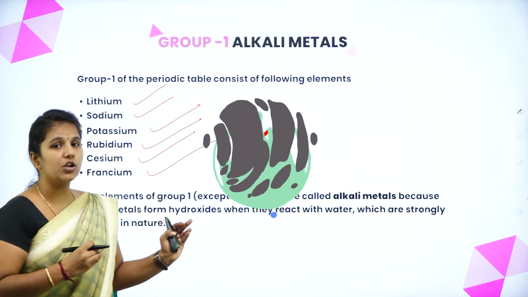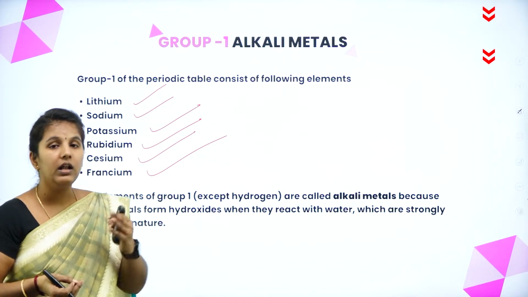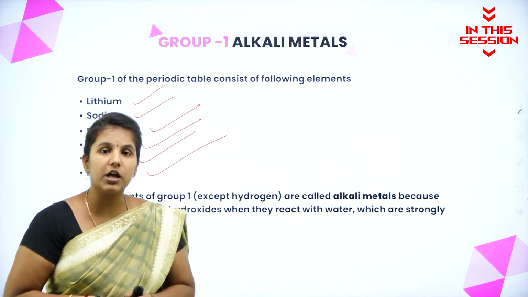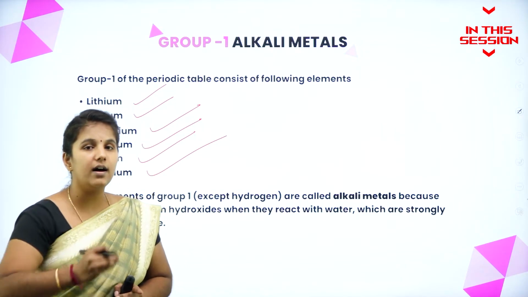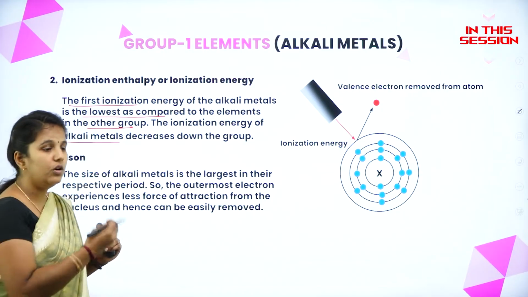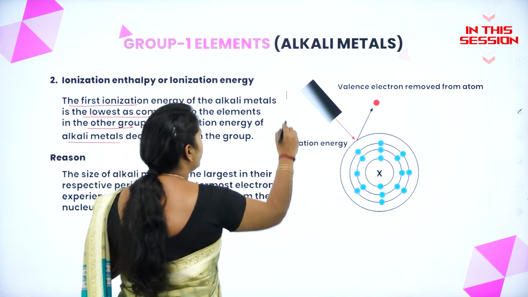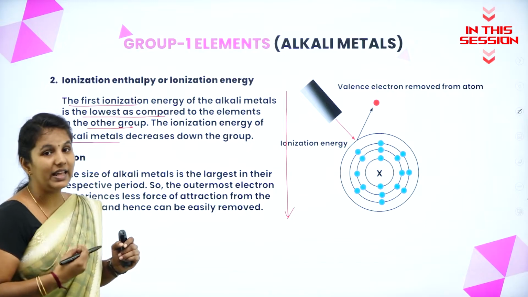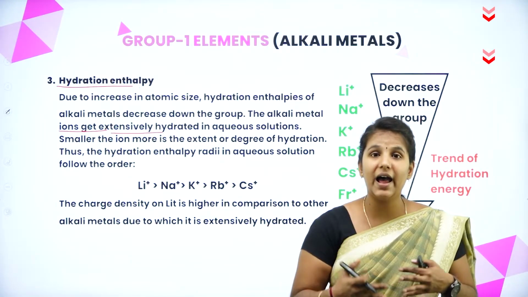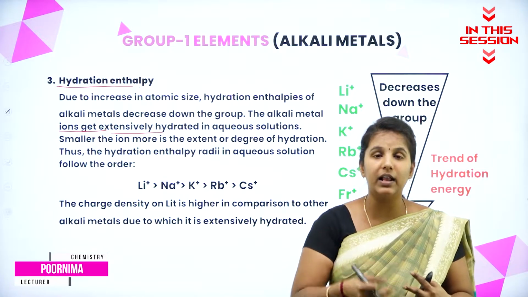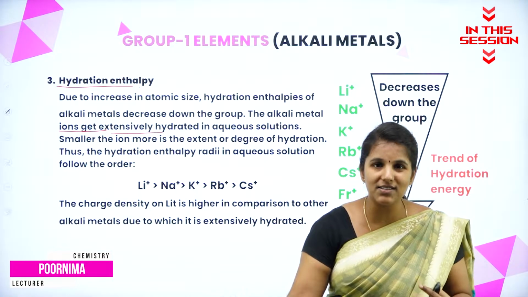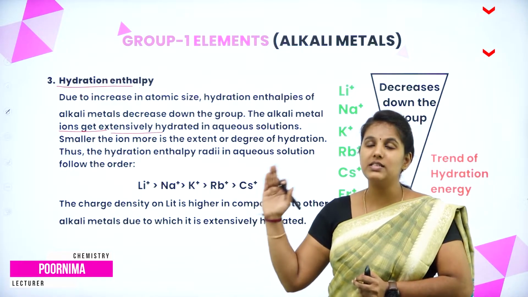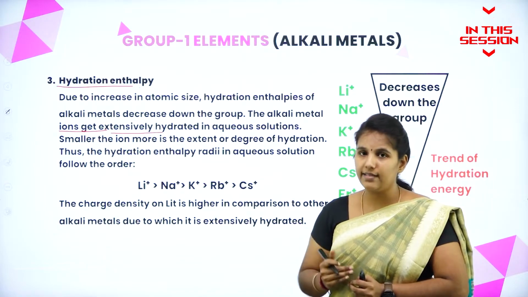Group 1 elements are known as what? Alkali metal, whereas Group 2 elements are known as alkaline earth metal. As we move down the group from top to bottom, the ionization energy decreases. During the hydration of the alkali metal, how much quantity of energy is released? That is referred to as hydration enthalpy.